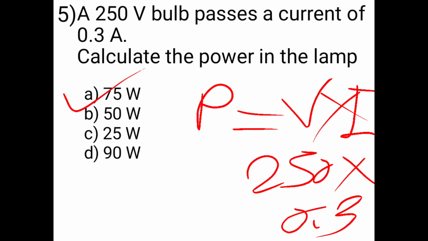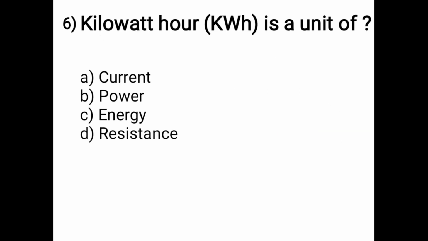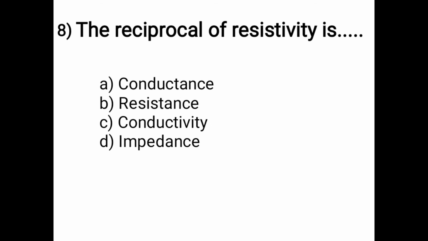Then next is, a kilowatt hour is a unit of. Unit of current is ampere, unit of power is watt, and unit of resistance is ohm. You all know. So the kilowatt hour is a unit of energy. Option C is the correct answer. Then next is, the reciprocal of resistivity is. Options are conductance, resistance, conductivity or impedance. So the correct answer is option C, conductivity.